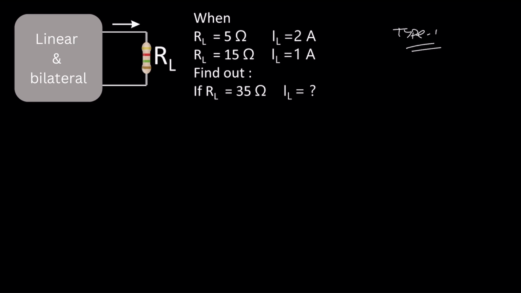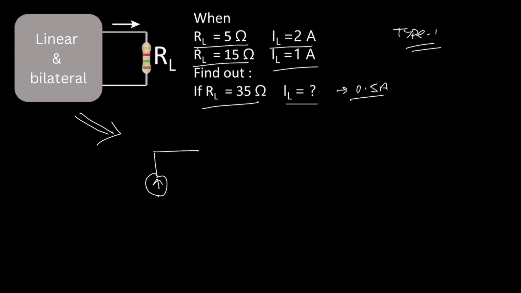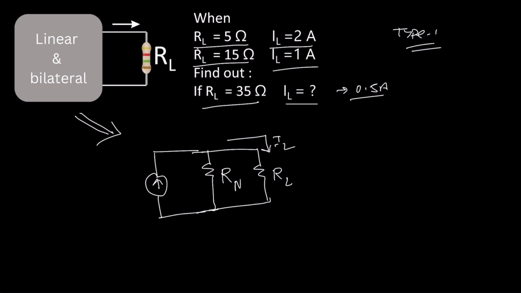Here the question is the same as in Thevenin's theorem. They tell you when RL is 5 ohm, the load current is 2 ampere, and when RL is 15 ohm, the load current is 1 ampere. If RL is 35 ohm, what is the load current? In Thevenin's theorem, we got the answer 0.5 ampere. Now let's apply Norton's theorem and see the result. As per Norton's theorem, we can replace this circuit by a current source IN, a resistance Rn, and the load resistance. All three are in parallel, and here we have the load current IL.